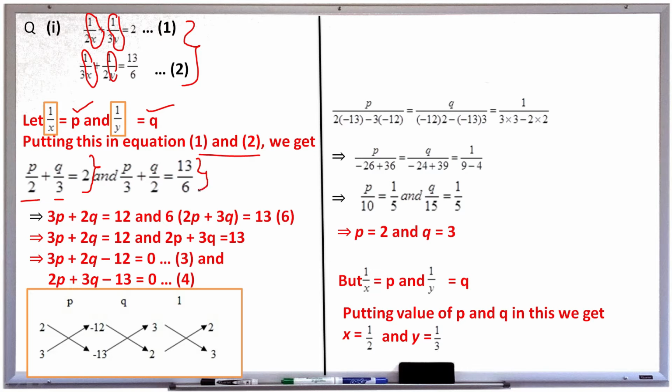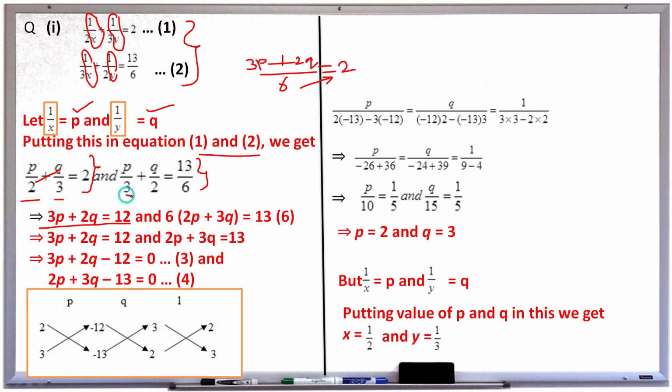Now these two equations we are going to simplify by taking the LCM. The LCM of 2 and 3 is 6. By taking LCM 6 and cross multiplying, 3p plus 2q is equal to 2 into 6, which is 12. So 3p plus 2q is equal to 12.